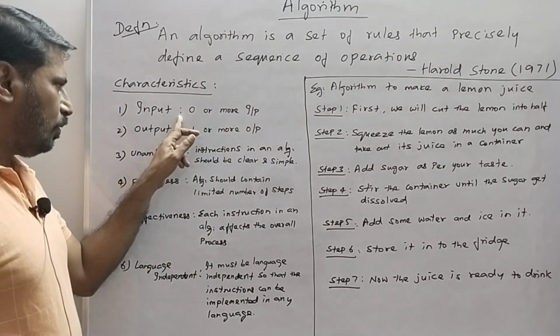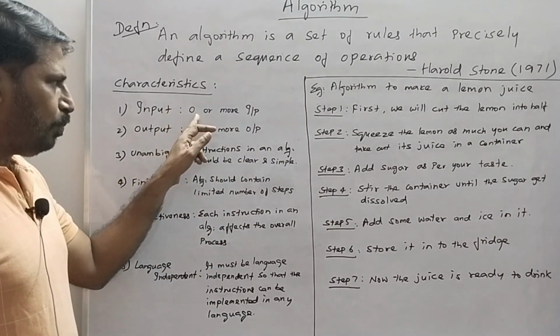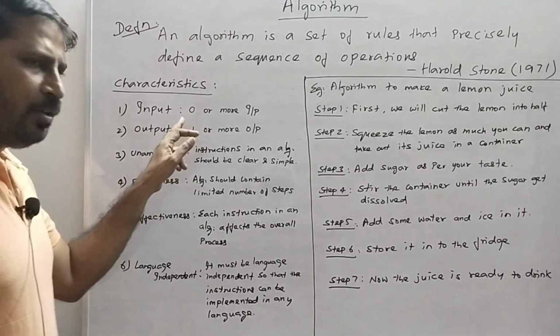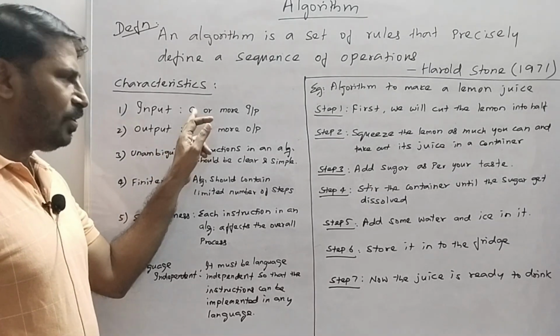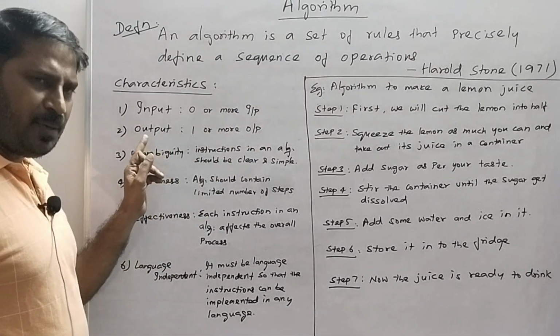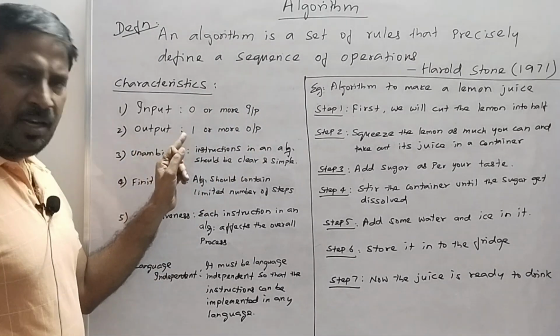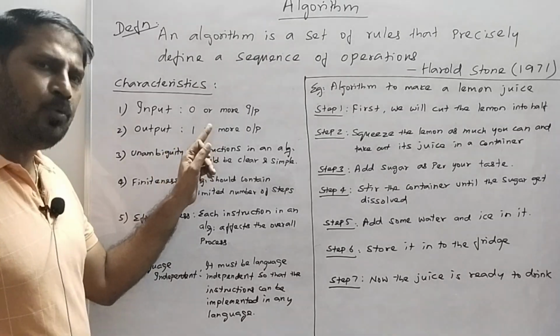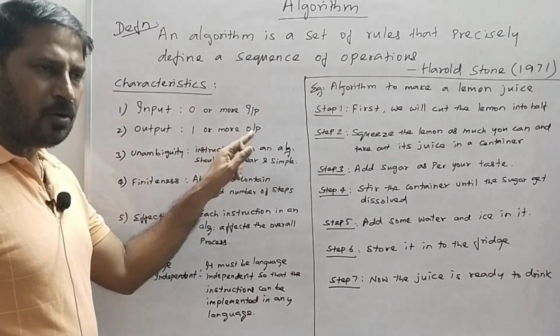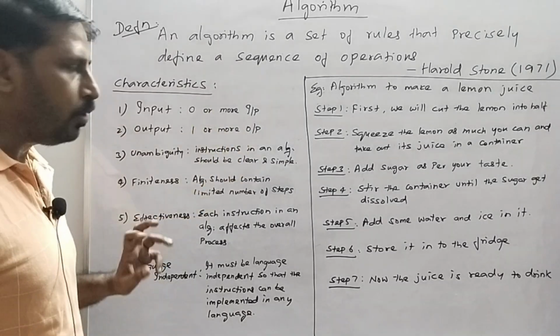The first one is input. In some algorithms we are not getting any input, zero. That's why it is given that we need 0 or more inputs. Then as far as the output is concerned, we need at least one output, or we may get more than one output from the algorithm as per the nature of the algorithm.